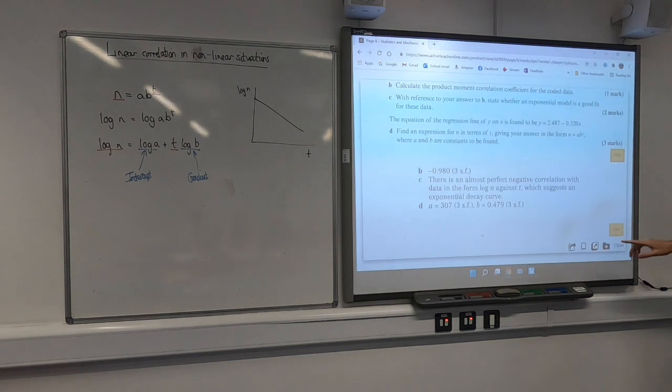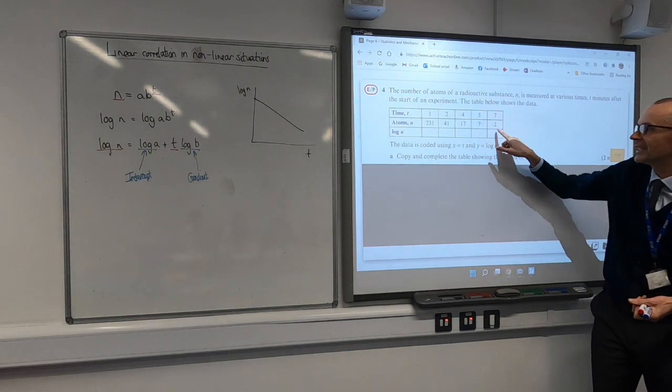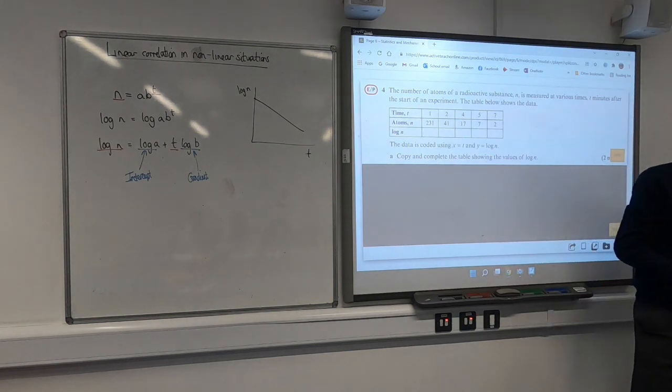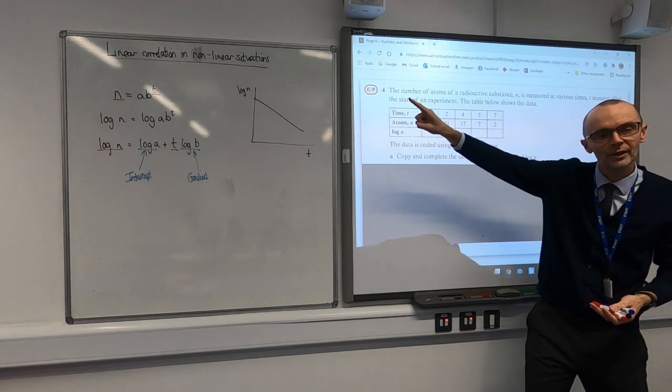Now be clear, if I do product moment for that data, I won't get a good value of R because it's not a straight line. It's exponential growth or decay. It's either that or that. So what I do is I compare t with log of n.